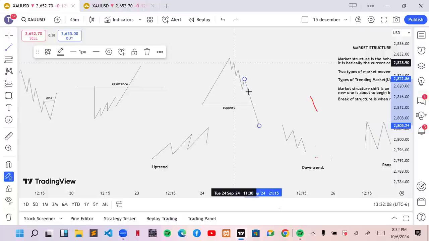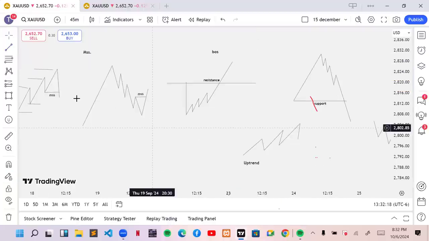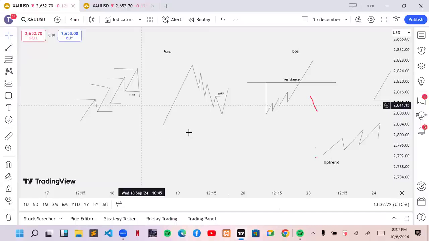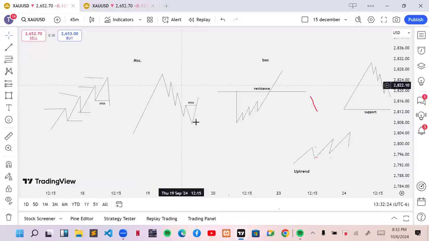If this was a market structure shift, the market should actually break structure and then change direction to the upside. That is the difference between a break of structure and a market structure shift. Pay attention. This is a market structure shift. Previously on an uptrend, it changes direction to the downside. Previously on a downtrend, it changes direction to the upside.